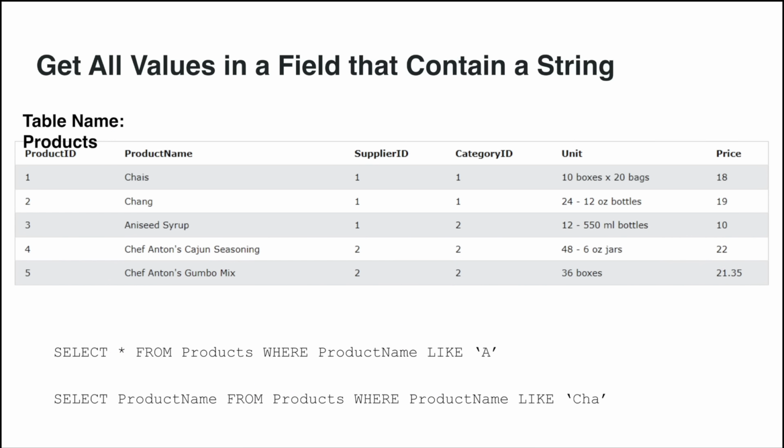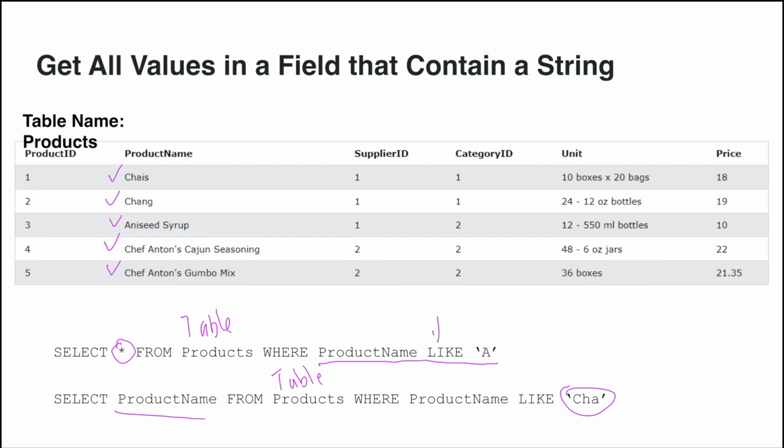Now, this is similar, but here we're checking for the existence of a specific string within a particular field. So if we say SELECT star FROM products, we're actually going to display all of the fields from the table products WHERE product name LIKE 'a', so where there's an a in the product name. So that's going to be this one, this one, this one, this one, and this one. So really we're going to display the whole table basically. Not very useful. Right here, we're going to select product name. So we're just going to display the product name field from the table products where product name has 'cha'.